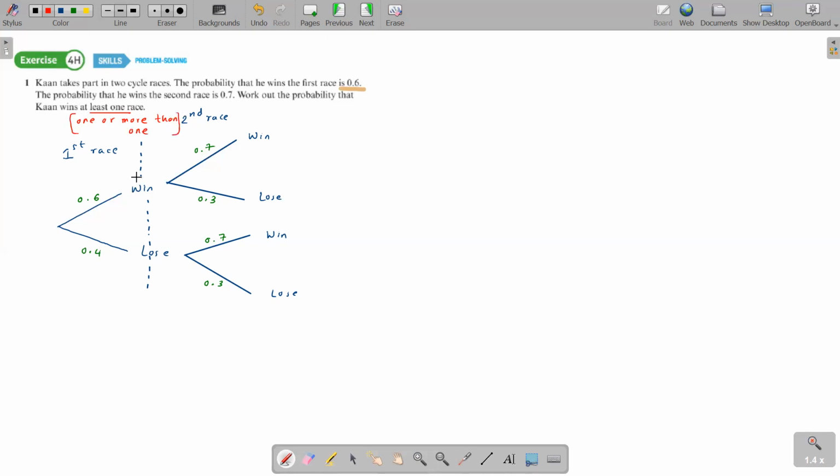All right, so this is the meaning of one. Either you can win one or you win more than one. What do you mean more than one here? You only have two races. Either you win one race or you win both the races. Is that okay, guys?